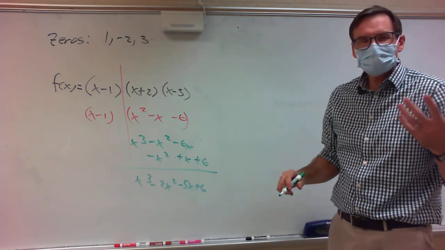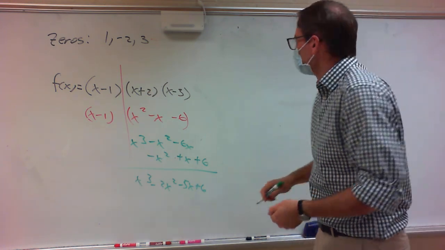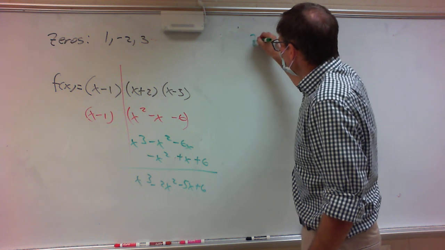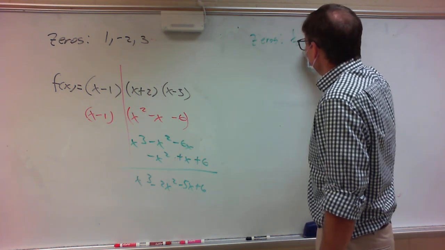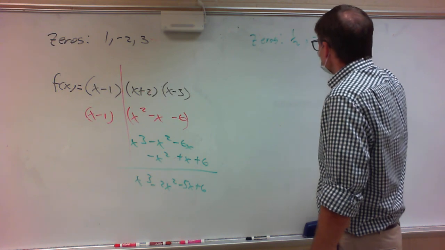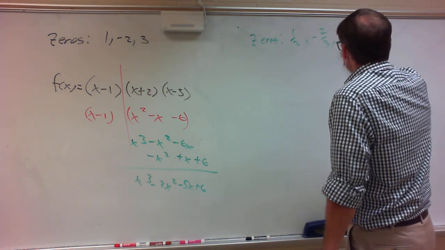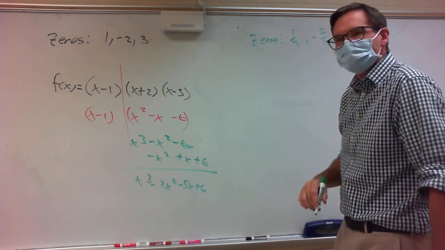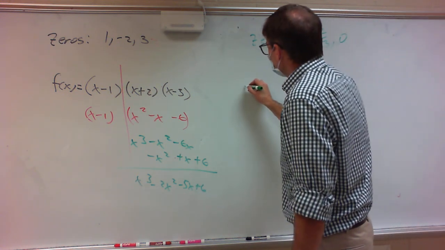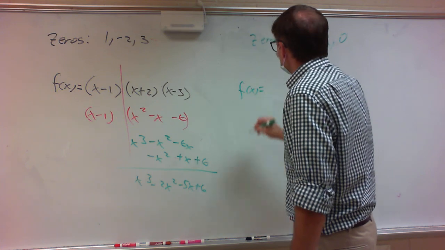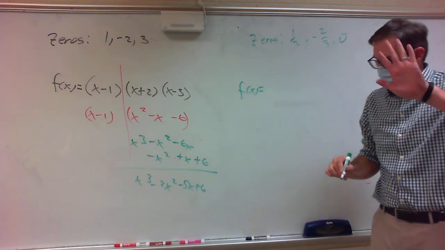All right, so how does it get a little trickier? Well, what if my zeros are 1/2, negative 2/3, and 0? Give me a second, please. If 1/2 is a zero, we know x minus 1/2.